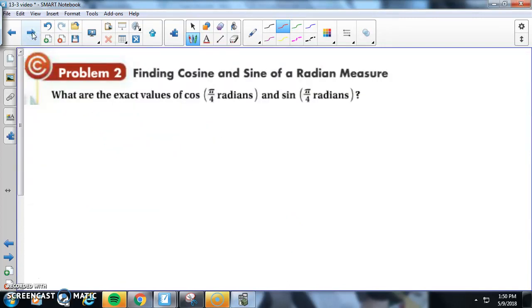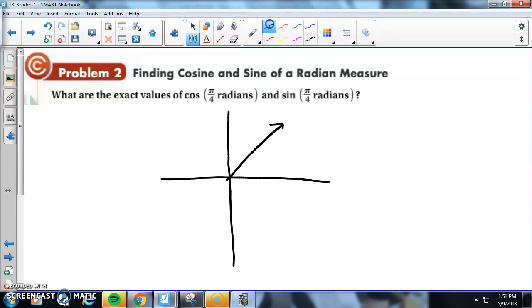What are the exact values of cosine pi over 4 and sine pi over 4? When we are working with trig functions of radians, we do the same thing. We draw our angle. So pi over 4 is in our first quadrant. And I draw my triangle. Pi over 4 is equal to 45 degrees. We are going to have to memorize pi over 4, pi over 3, pi over 6, and pi over 2.